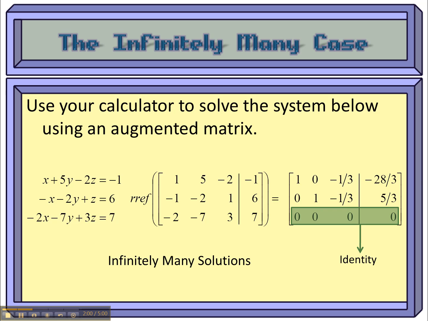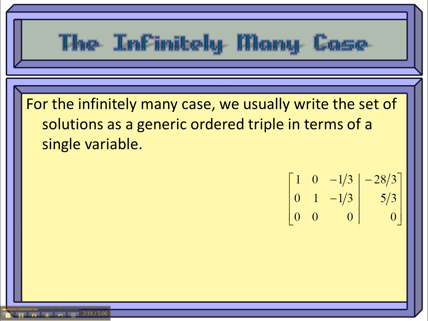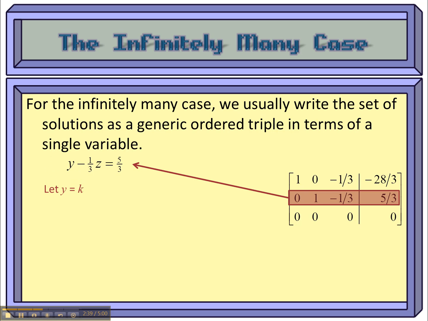Now you don't stop here. The way that we like to write our answer whenever a system of equations gives you infinitely many solutions is as a generic ordered triple in terms of whatever your favorite variable is, like k, for example. So that's what we're going to do here. We're going to take that middle equation and rewrite it in terms of its actual variables, y minus 1/3 z equals 5/3, and pick one of them, either the y or the z, to be equal to your favorite variable, k. So let y equal k. You'll see in just a second why I chose y and not z.